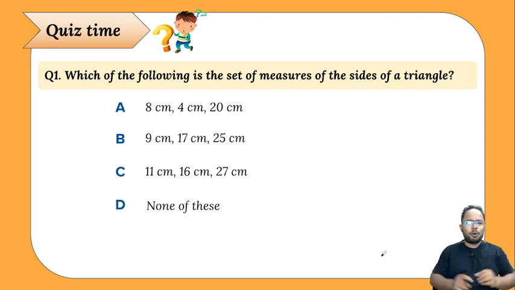जल्दी से पॉज करो और फटाफट चैट बॉक्स में लिखो इनमें से कौन सा ऑप्शन जो है वो साइड्स ऑफ ट्रायंगल को रिप्रेजेंट कर रहा है. Which of the following is the set of measures of the sides of a triangle? Be quick, फटाफट. A, B, C, D. फटाफट दिमाग में कैलकुलेशंस करो फटाफट.